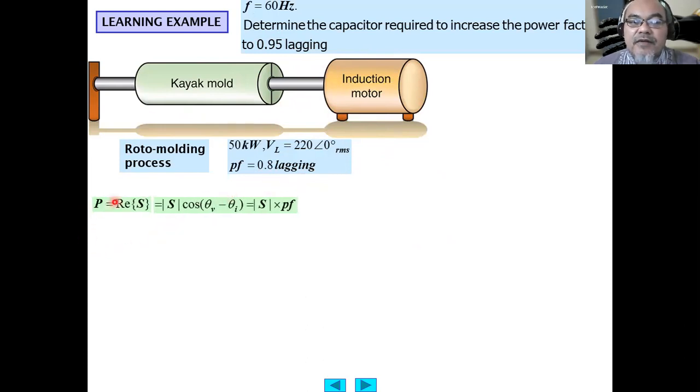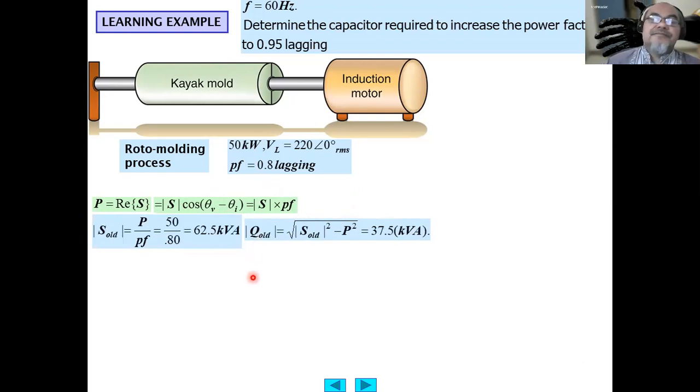So the power is real of S, which is equal to the magnitude of S cosine theta V minus theta I. So you can calculate the magnitude of S by P divided by the power factor, P divided by cosine theta V minus theta I. 50 divided by 0.80, we obtain the complex power to be equal to 62.5 kilovolt ampere.